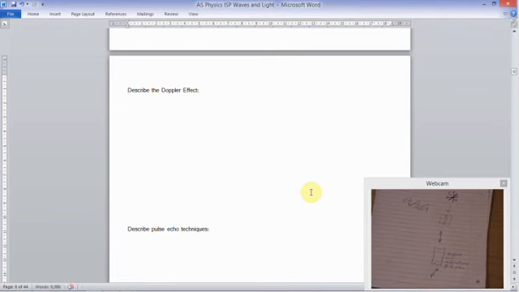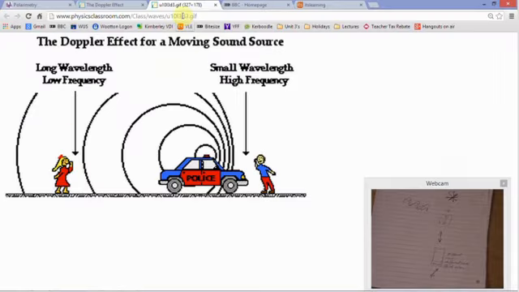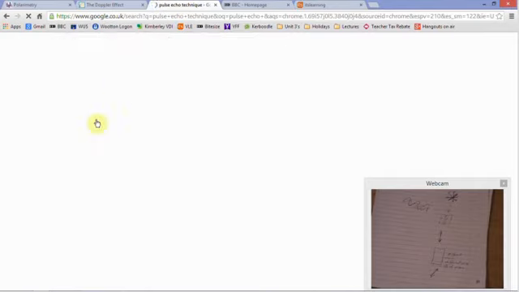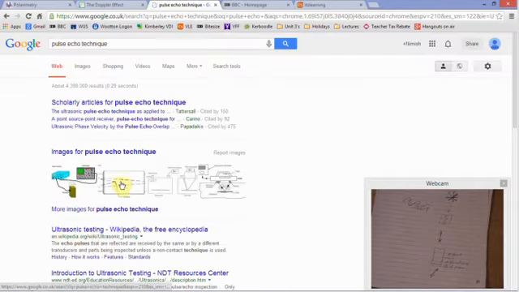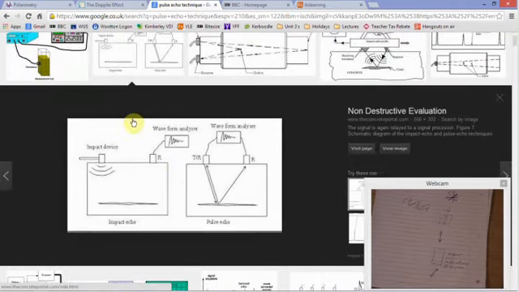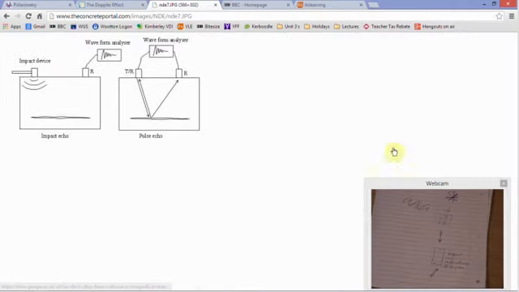Okay, so describe pulse echo techniques. So for pulse echo techniques, again, why don't I find a lovely picture of this on YouTube? Pulse echo technique. There you go, first one. Okay, here we go. Yeah, this is a good one. This clearly shows what's going on.